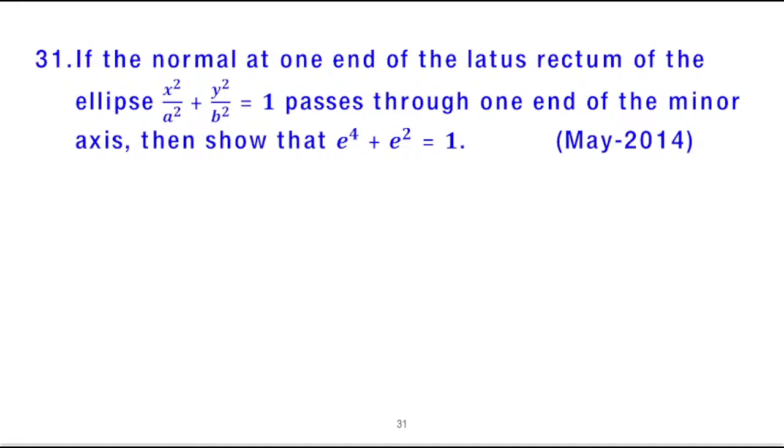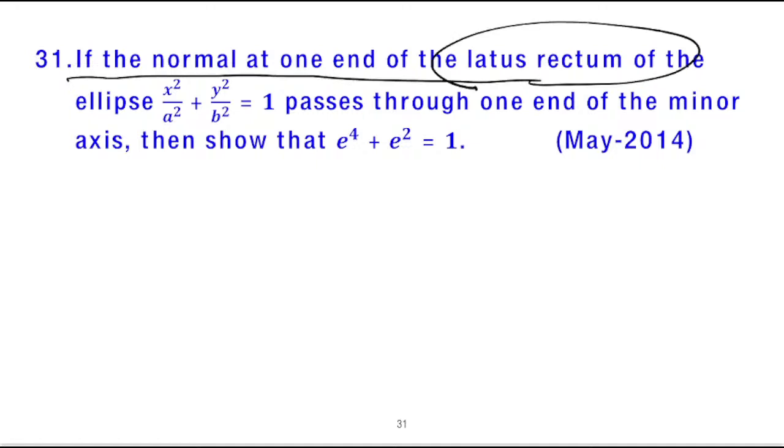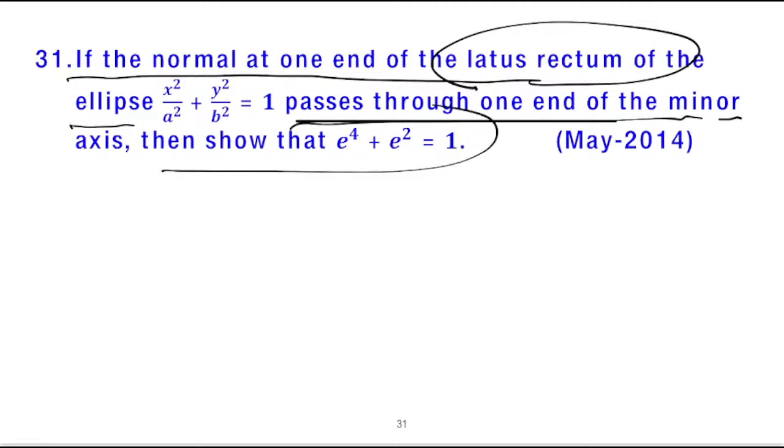What he says in the next question: if the normal at one end of the latus rectum to the ellipse passes through one end of the minor axis, show that... Okay, simple question only, but a conceptual question, not everyone can do it. First the question should be understood.